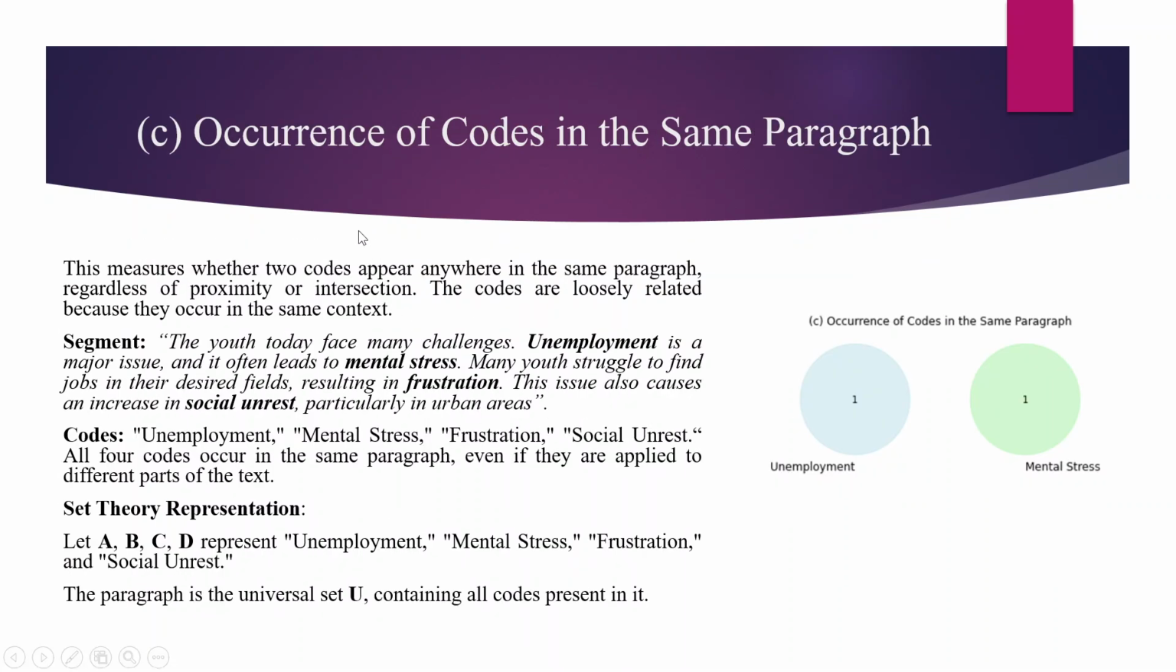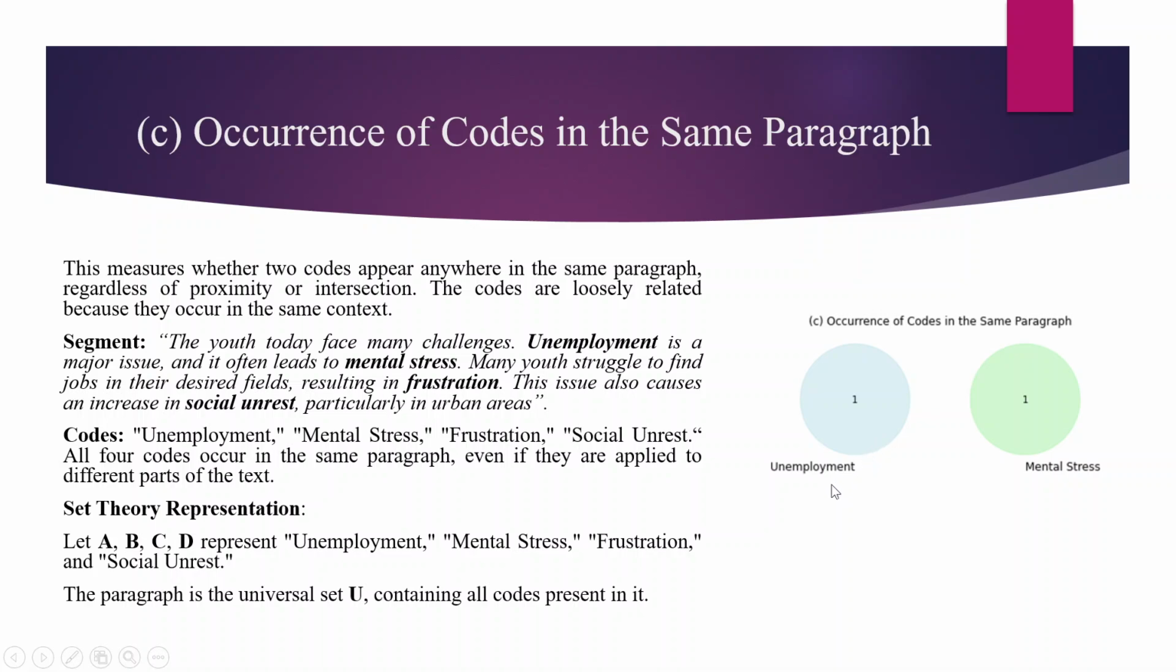Third method, occurrence of the codes in the same paragraph. This measures whether the two codes appear anywhere in the same paragraph, regardless of proximity or intersection. The codes are loosely related because they occur in the same context. Now, the example: the youth today face many challenges. Unemployment is a major issue and it often leads to mental stress. Many youth struggle to find jobs in their desired fields, resulting in frustration. This issue also causes an increase in social unrest, particularly in urban areas.